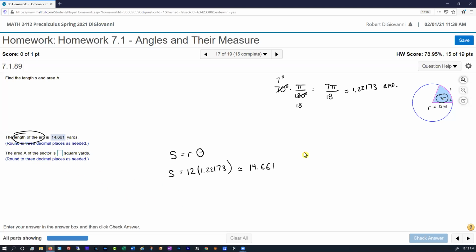And now the next question is that they want the area. So the area is just a different formula. Area is half of the radius, which we know, squared, times the angle, which we know is 1.22173. So the area is 1/2 times 144, which is 12 squared, times 1.22173. I'll just do all that on my calculator.